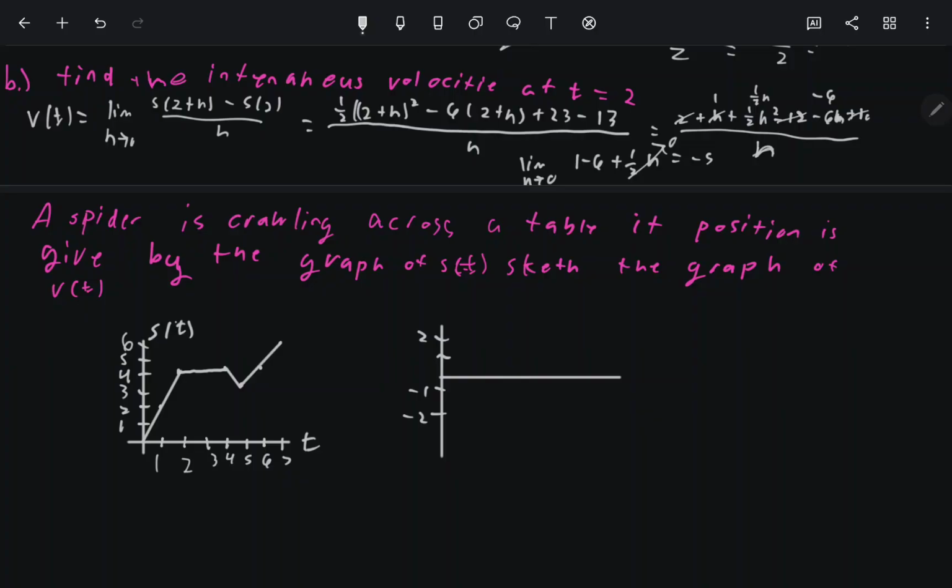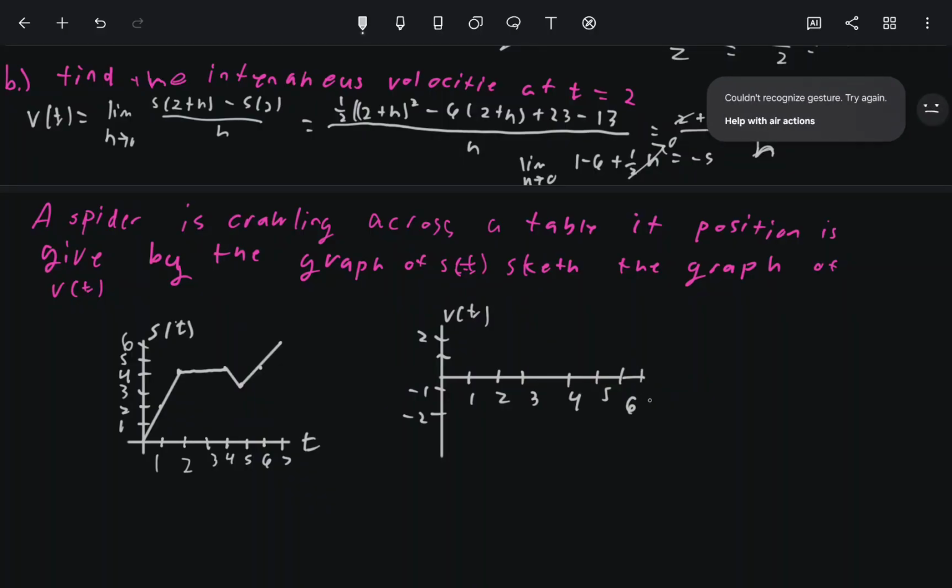Alright, so we're going to start out. This graph here is a line, and it looks to have a slope of 2. So we can just graph that. And this is a graph of position versus time. So if you were to actually find the slope, this is just velocity. So let's find a graph of the velocity of the spider. So v of t versus t, we want this to go 1, 2, 3, 4, 5, 6, 7. Alright.